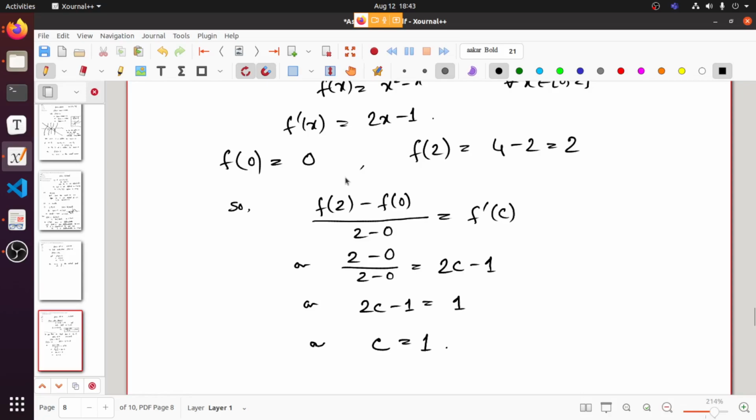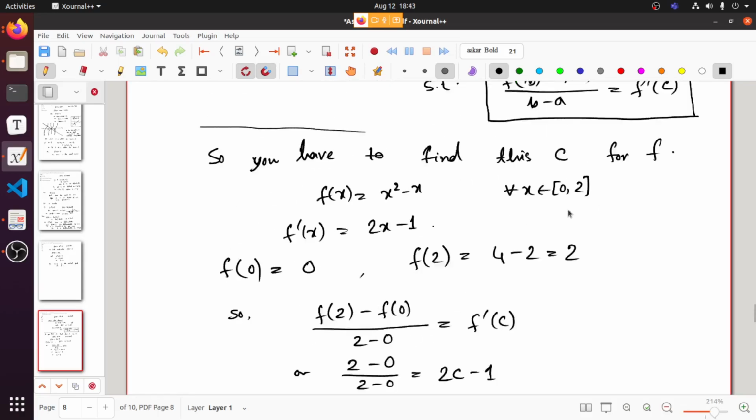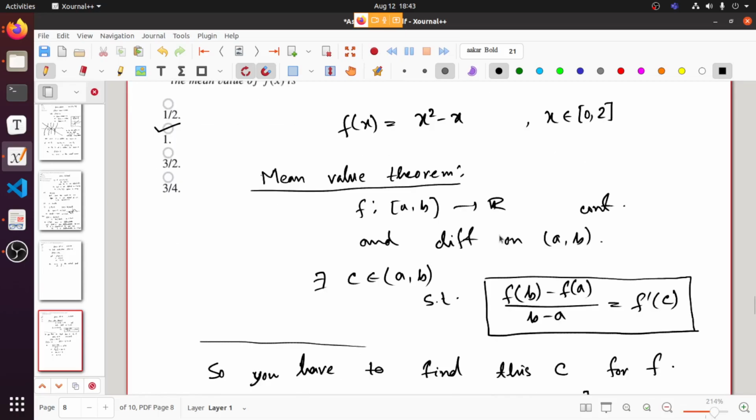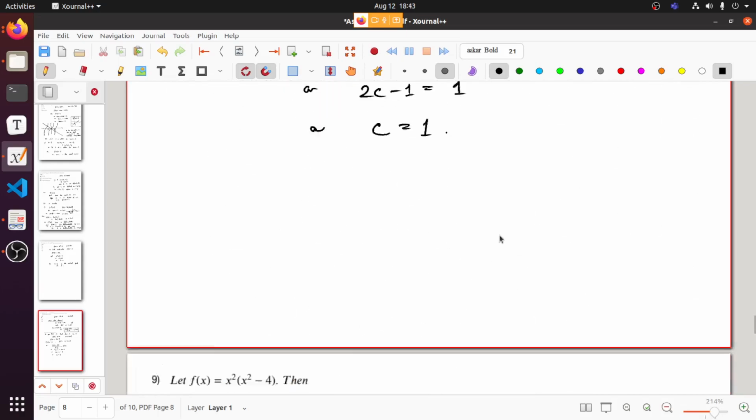Is this fine? Question number 8. No other options are correct, so only option 2 is correct. Okay, if this is fine, then move to question number 9.